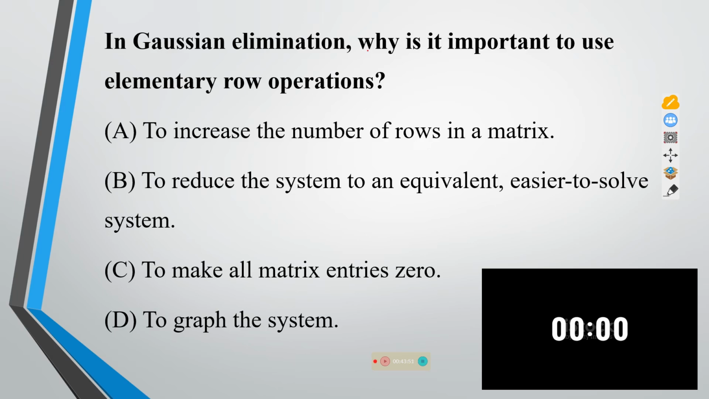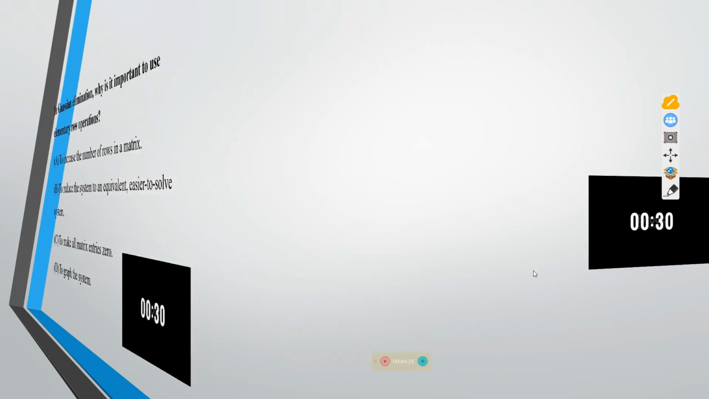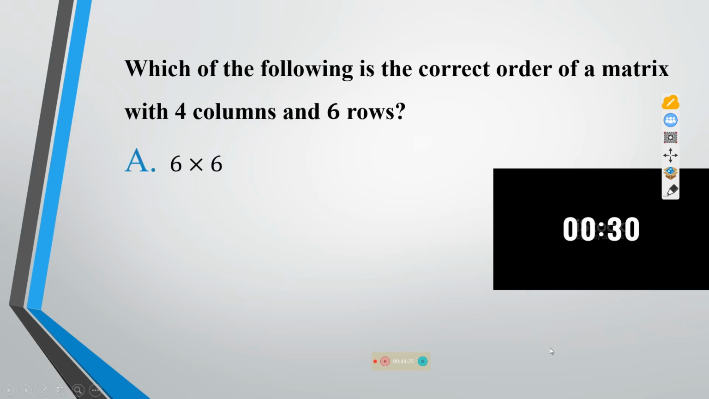In Gaussian elimination, why is it important to use elementary row operations? We use elementary row operations to increase the number of rows in a matrix, no. To reduce the system to an equivalent, easier to solve system. This is true. To make all matrix entries 0, not necessarily. To graph the system, not necessarily. So our answer will be B. So we shall look at the next question, and please remember you have only 30 seconds to have it answered.